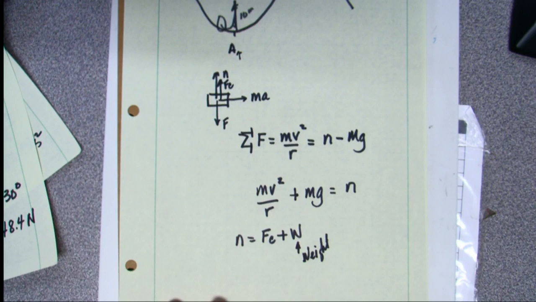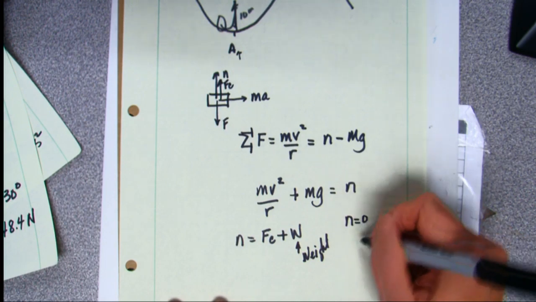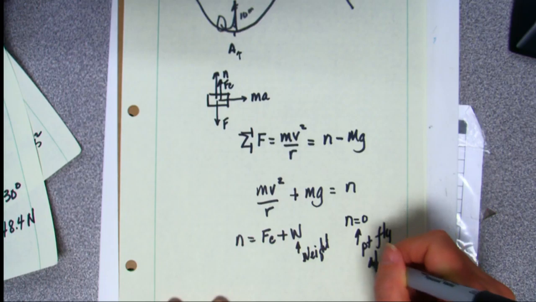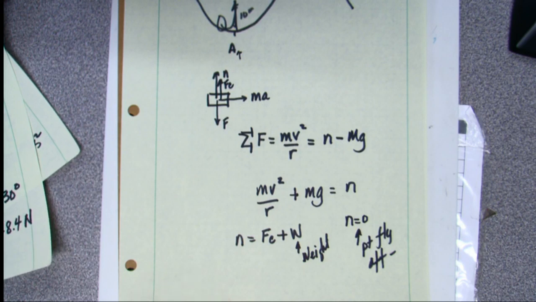Now when you do it for the point of fly off, that's when n is equal to 0. That gives you the point for something to fly off. So when you're setting up your problem, the point to fly off is set up with n equal to 0.